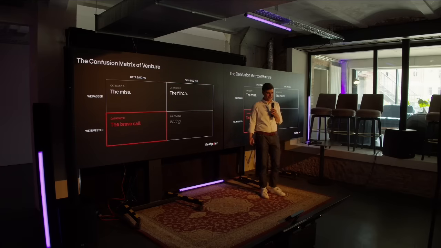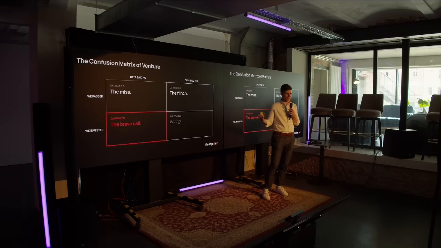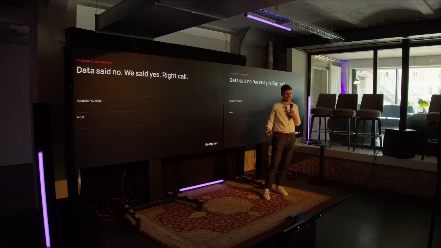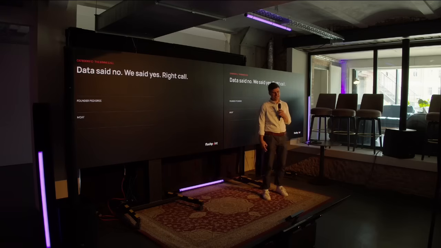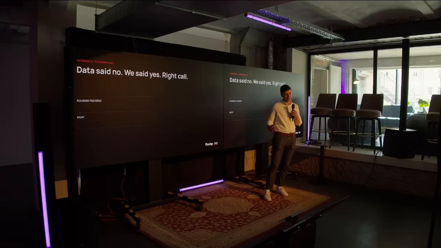Now, category C, or the brave call, is basically the most important one, as I said. This is where the data said no, but we still said, okay, let's do the deal. And if you're contrarian and right, then you have the potential of winning large.